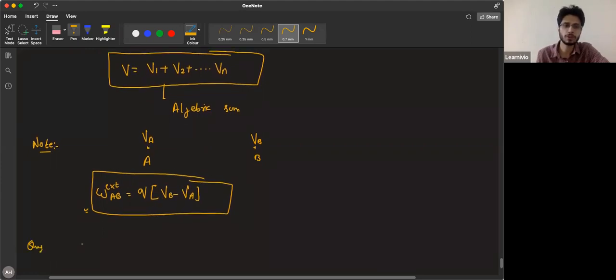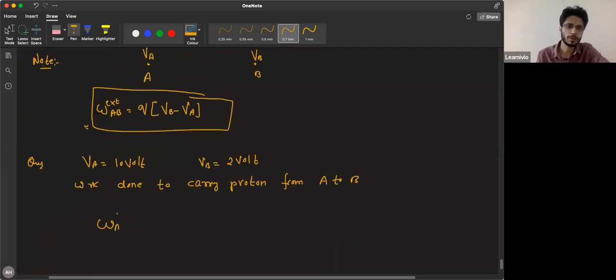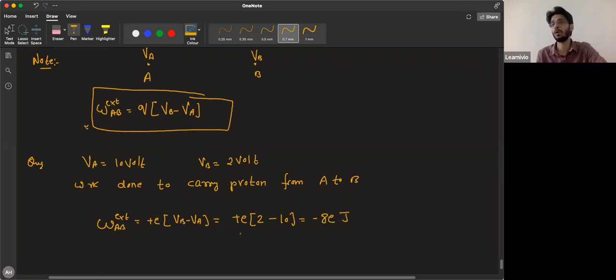For example, if I give you a simple question, say VA is 10 volt and VB is 2 volt, and I need the work done to carry a proton from A to B. The work done by the external force is the charge of the proton, e, into potential at B minus potential at A. Potential at B is 2 volt, potential at A is 10 volt, so it's minus 8e joule. This is the work done by the external force.